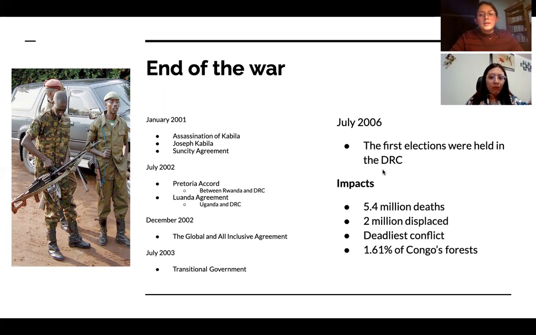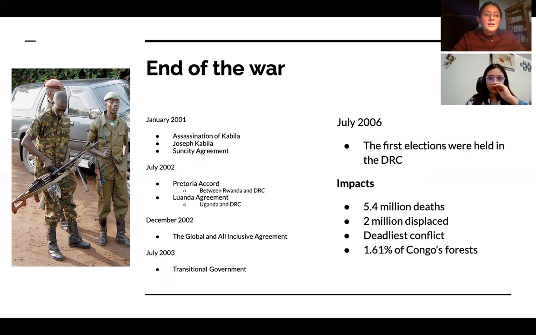And we have to note that this war was really, really big, and it caused 5.4 million deaths. 2 million people were displaced because of this war. And the second Congo War is the deadliest conflict worldwide since World War II. So it was pretty big and deadly.